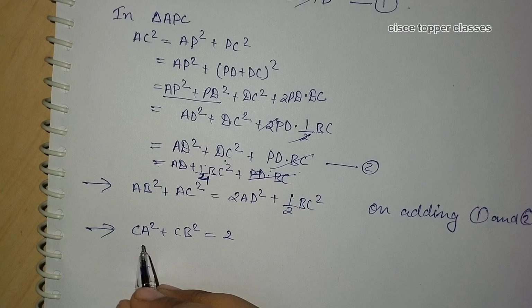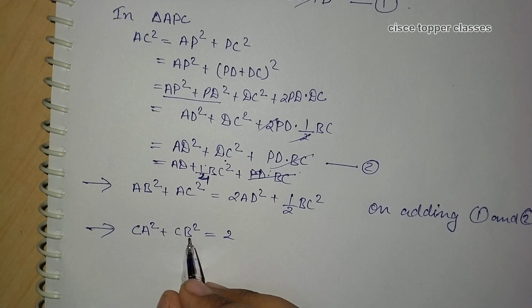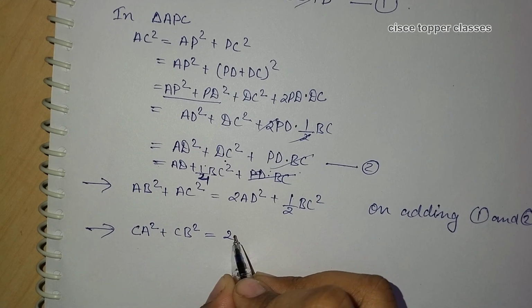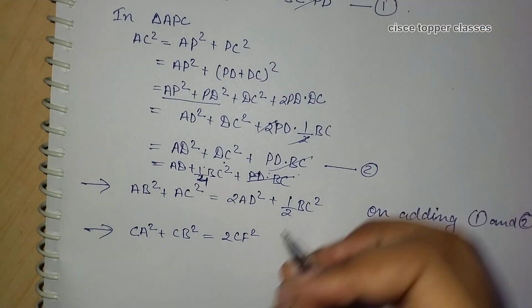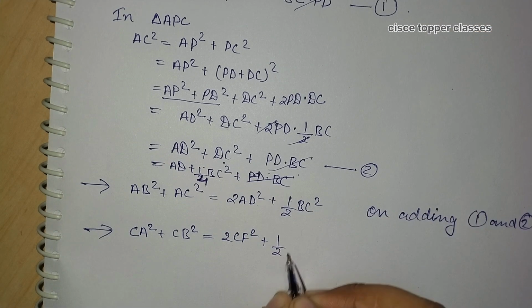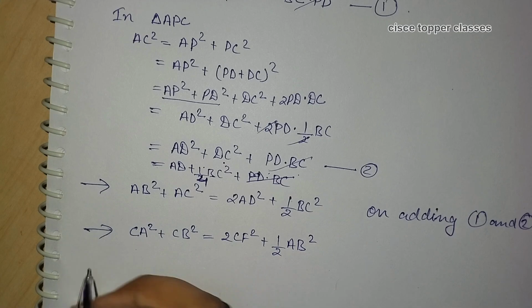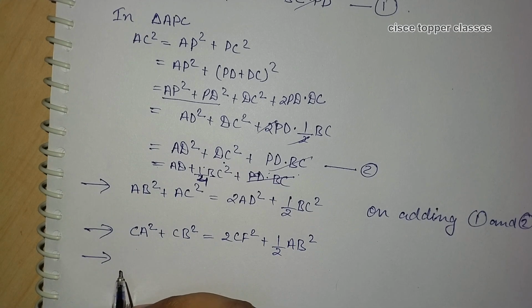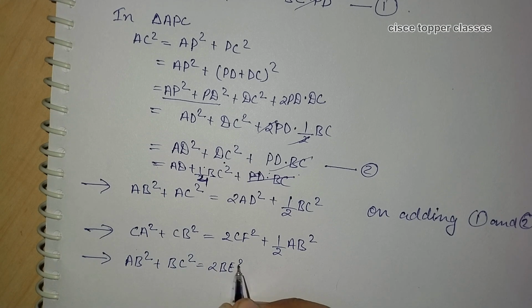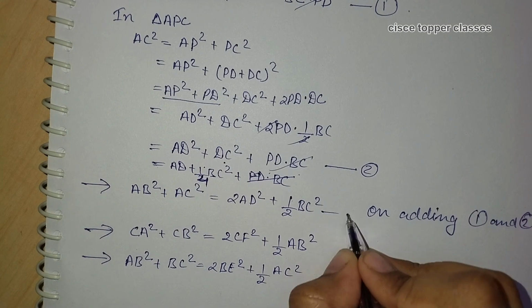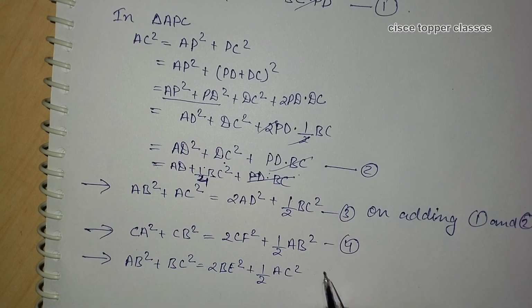So this will be CA square and BC square here, and this we can write as 2CF square plus half of AB square. Now the third one: if we draw from B, we can write it as AB square plus BC square is equal to 2BE square plus half of AC square. Now we can number these equations as 3, 4 and 5.